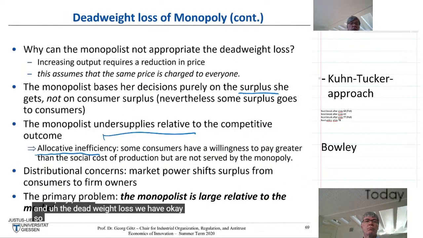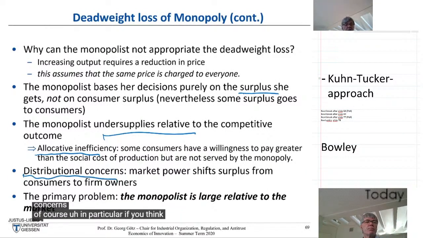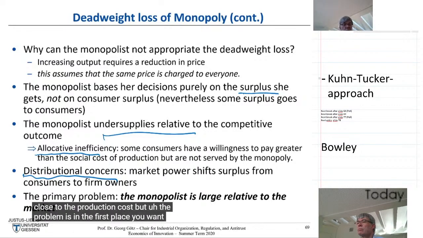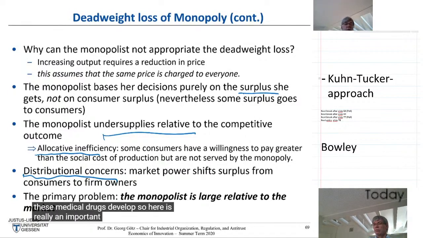Okay. So here there are distributional concerns, of course, in particular if you think of medical drugs. Of course, if medical drugs are invented, you want them to be available to everyone and at a price close to the production cost. But the problem is, in the first place, you want to have these medical drugs developed. So here's really an important trade-off.